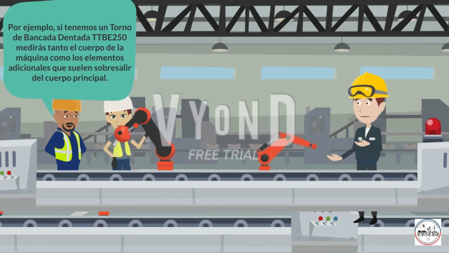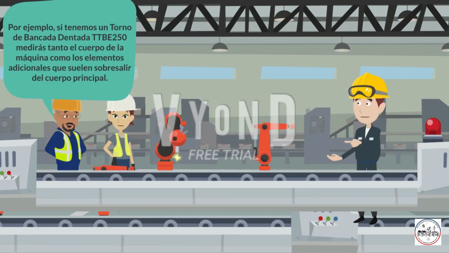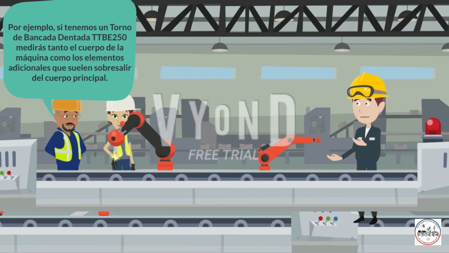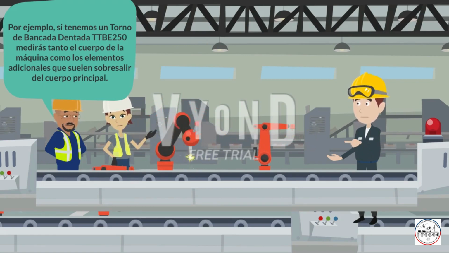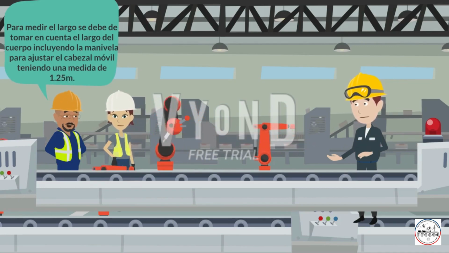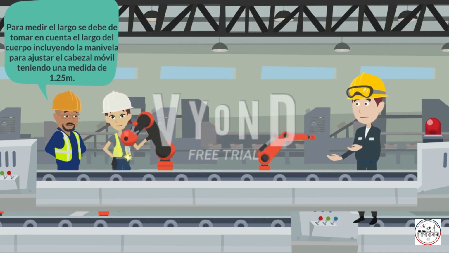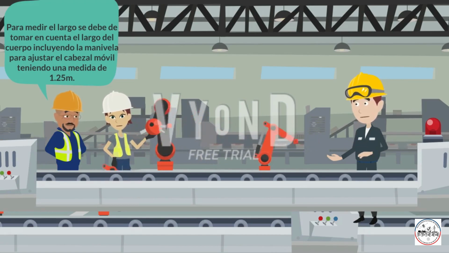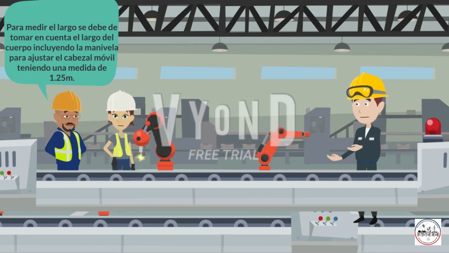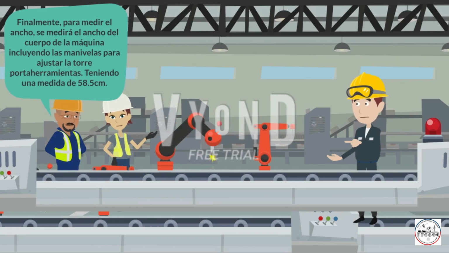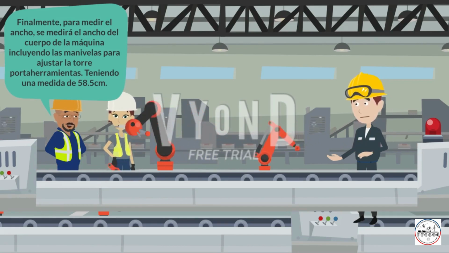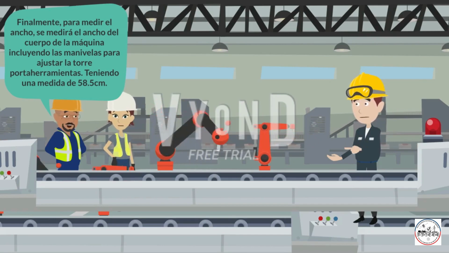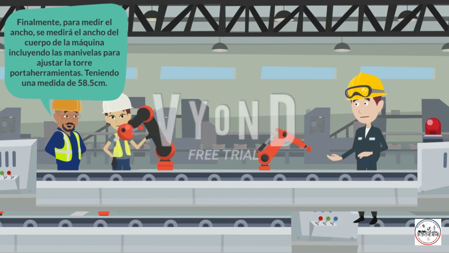For example, if we have a TTB 250 toothed bed lathe, you will measure both the body of the machine and the additional elements that usually protrude from the main body. To measure the length, the body must be taken into account, including the crank to adjust the moving head, having a measurement of 1.25 meters. Finally, to measure the width, the machine body will be measured, including the cranks to adjust the tool holder tower, having a measurement of 58.5 centimeters.